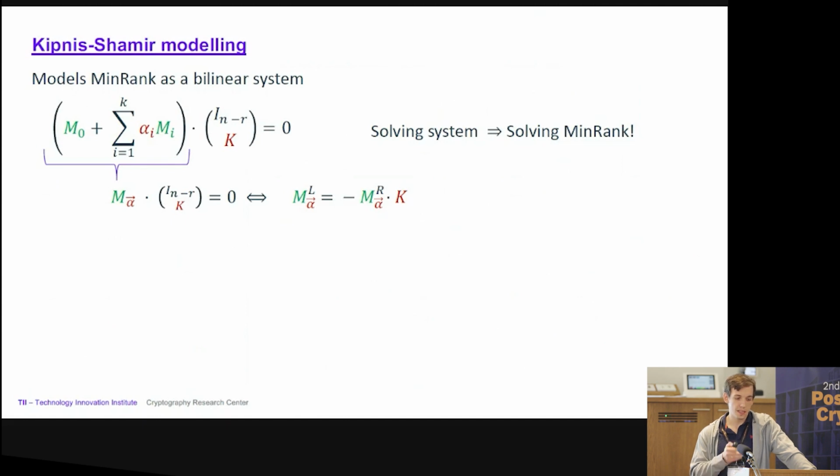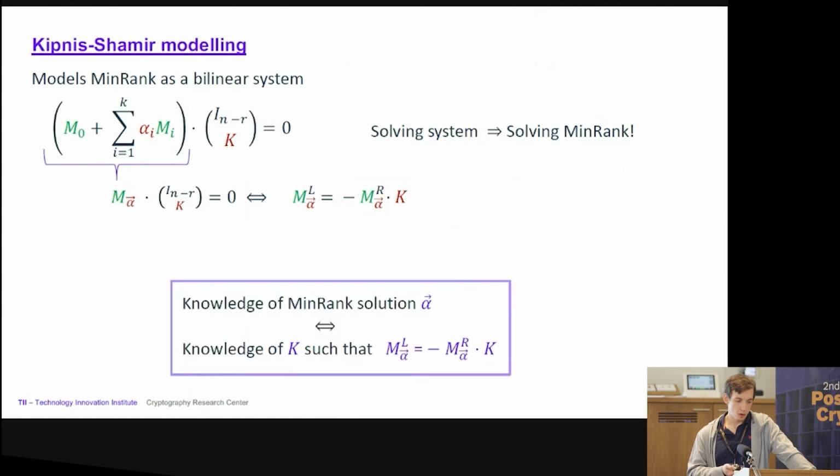And we split it into its first n minus r columns, and call this matrix M alpha L for left. And then the last r columns we call M alpha R, and then we can construct this identity here. And now what we have is that knowledge of a min-rank solution alpha is actually equivalent to knowledge of a k such that this relation is satisfied. Well, this doesn't look like we achieved much, because we somehow extended the secret key to alpha and k now, because to verify this relation, you need to be able to compute M alpha, which requires knowledge of alpha.